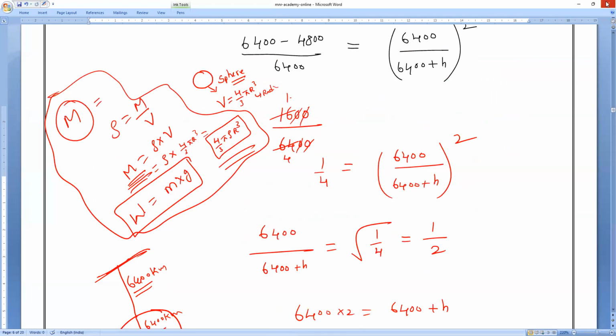Sir, is this for a sphere? Yes, for any kind of sphere. The mass of a sphere also we can calculate like this. Sphere means earth. You can take the earth as a sphere, because the volume of the sphere is 4 by 3 pi r cube. This is the mass of the sphere, it's not the volume.